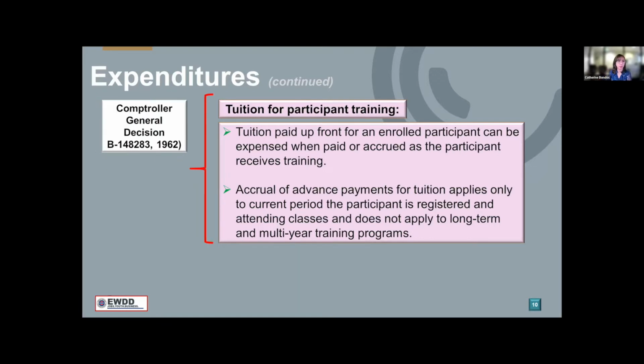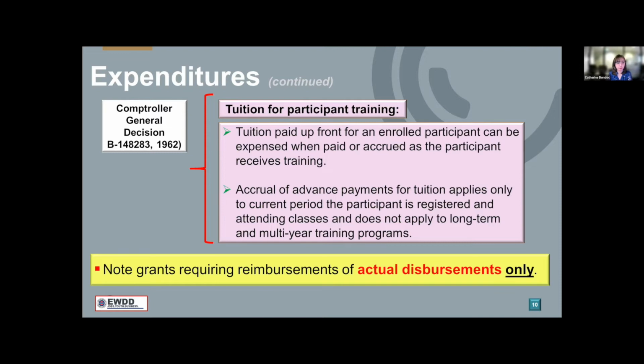And that's just something I wanted to point out because in the accounting world, because the participant has not received that training, to us, that doesn't seem like an expenditure yet, but Department of Labor is saying, for workforce grants, this is okay. As long as you were required to pay that tuition in advance, you can report it as an expenditure. So to our work source and one-stop centers, please make a note of that.